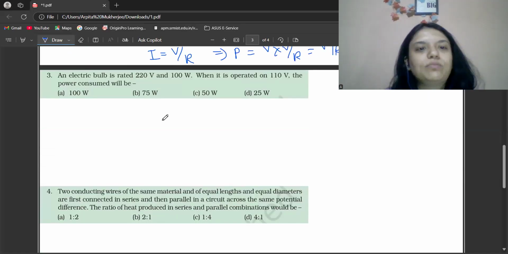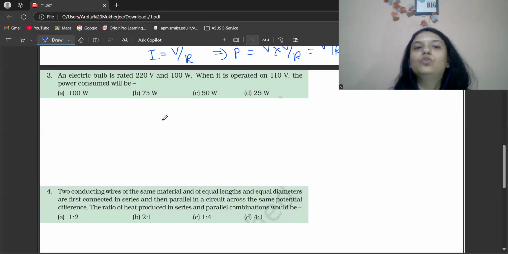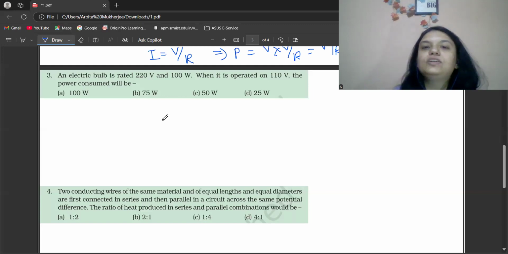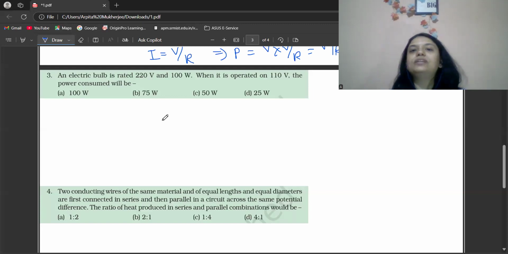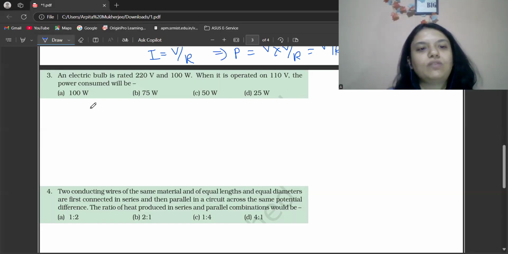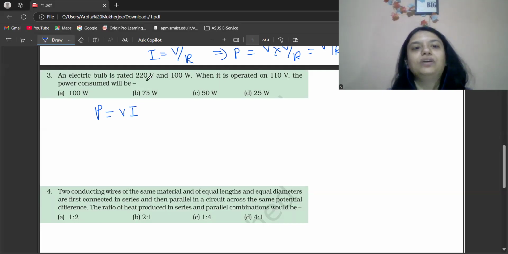We have an electric bulb which is rated 220 volt 100 watt. It is operated on 110 volt. The power consumed will be. Again, we know what is power, right? So P is equal to VI. But here we have power and we have voltage. So which formula we are going to use? We are going to use V square by R formula. So let us find out.